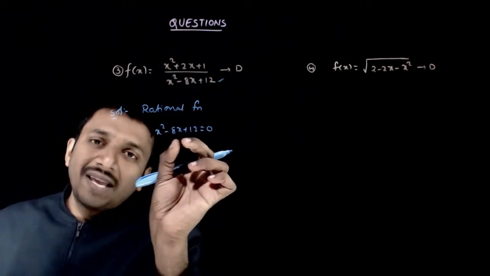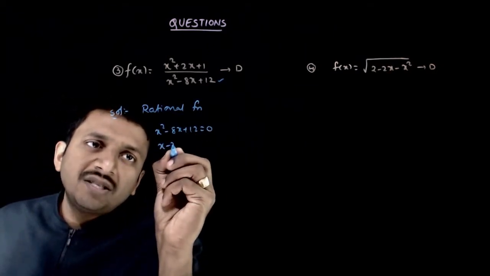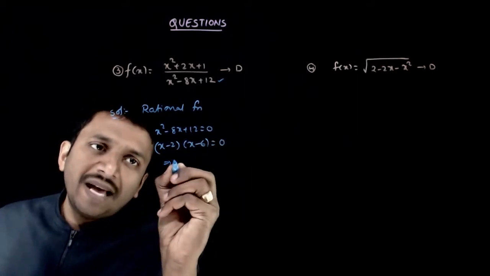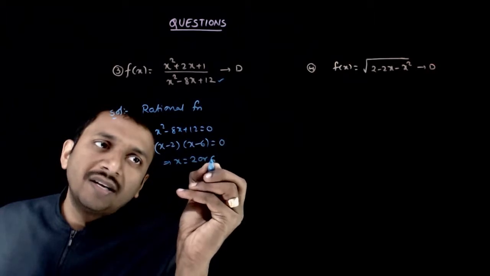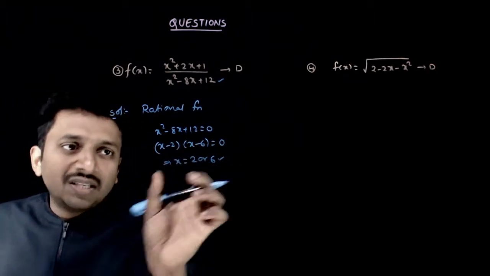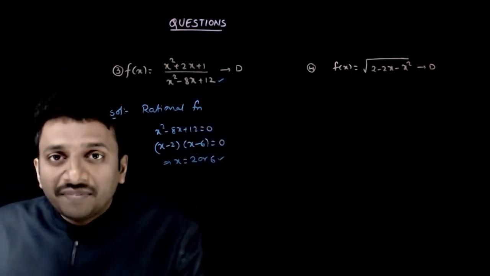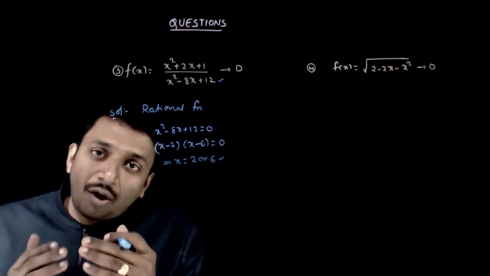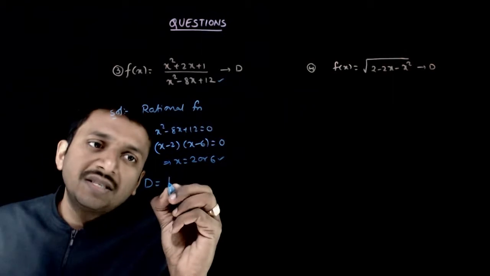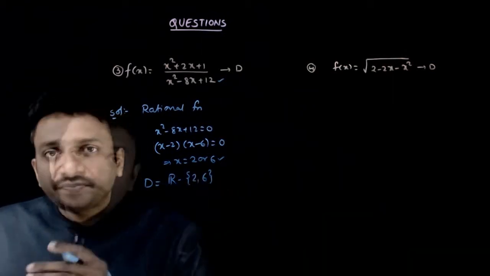So x square minus 8x plus 12, if it is equal to 0, this is nothing but x minus 2 times x minus 6 is equal to 0. This implies x is equal to 2 or 6. That is, when x is equal to 2 or 6, the denominator becomes 0 and this function will not be defined. Apart from these two values, at all other values the function is defined. Hence the domain of this function is all real numbers except 2, 6.